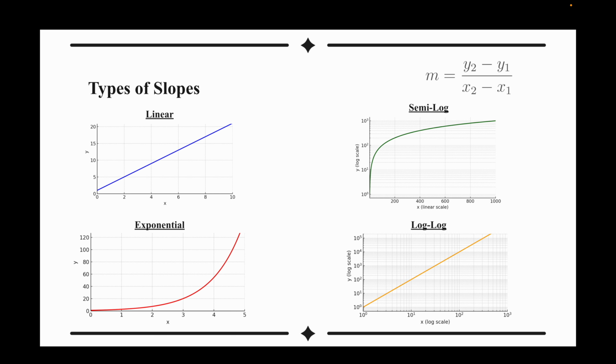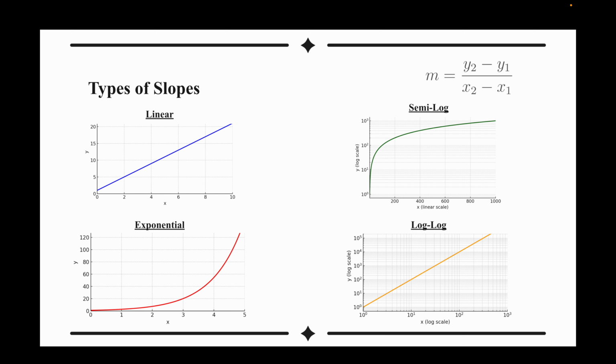There are 4 types of slopes you should be familiar with. In the top left, we have a linear slope, which just means that the x-axis and the y-axis are increasing linearly, and that the slope is a straight line on this curve. In the bottom left, we have an exponential slope. We can see the slope is increasing more as x increases.